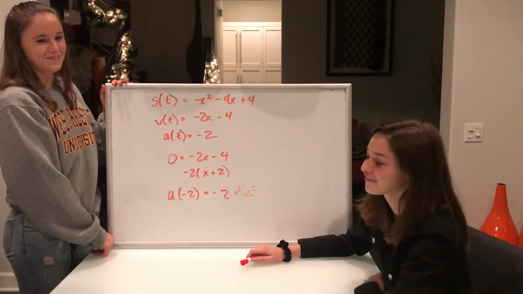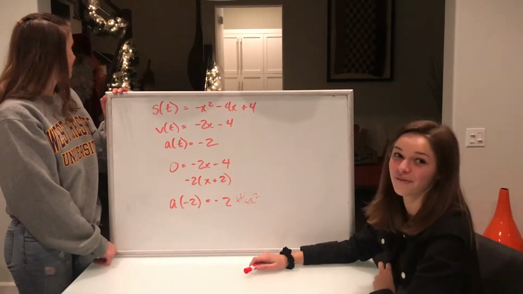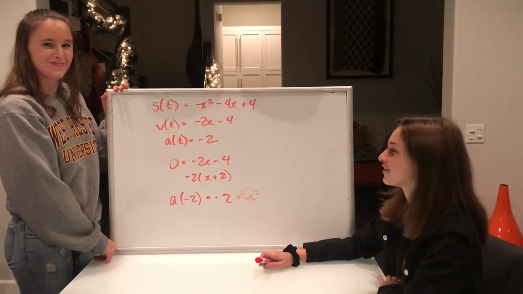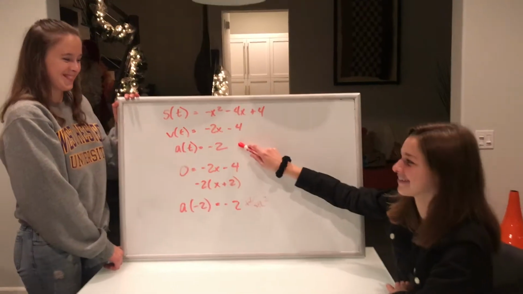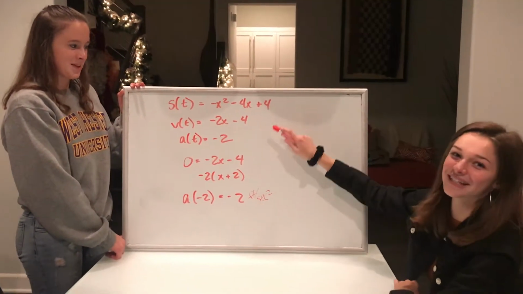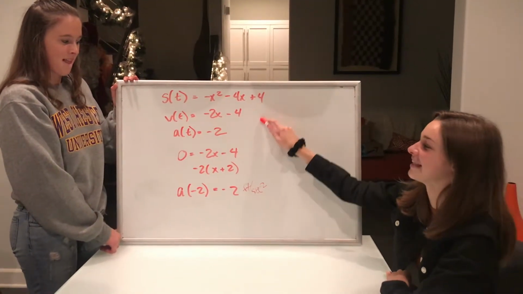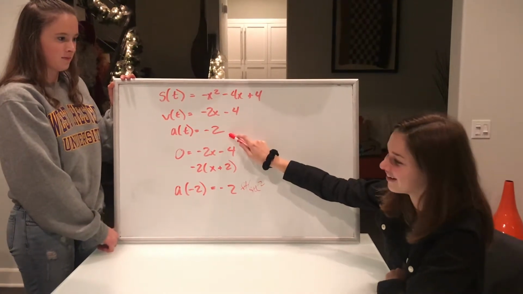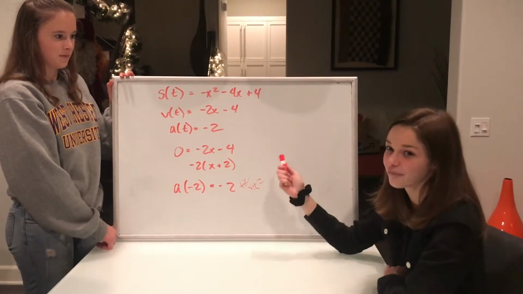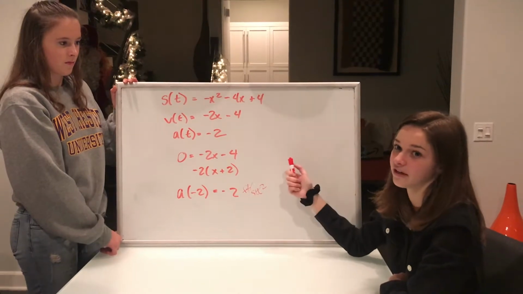Alright, so we're trying to find when the velocity is 0, what's the acceleration? So first, we need the acceleration equation. To do that, you take the derivative of the velocity equation. In this case, it's just -2. So this means that at all points, acceleration is going to be -2.